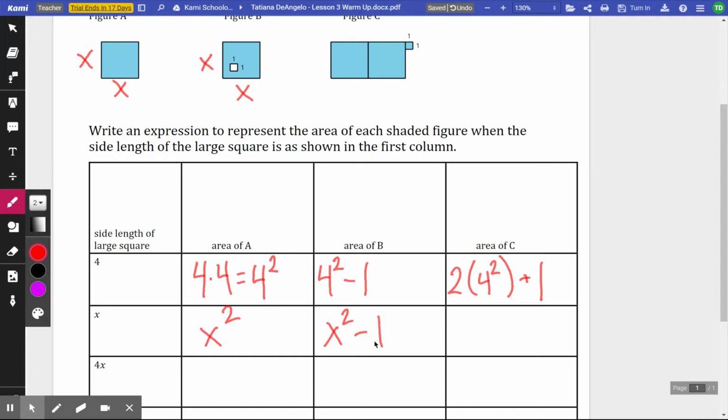So pretty much doing the same thing I did for the row above it. And again, here I get x. Now I know all of these sides are x, and I have that one, which is 1 by 1. So this is really 2 times x squared plus 1.